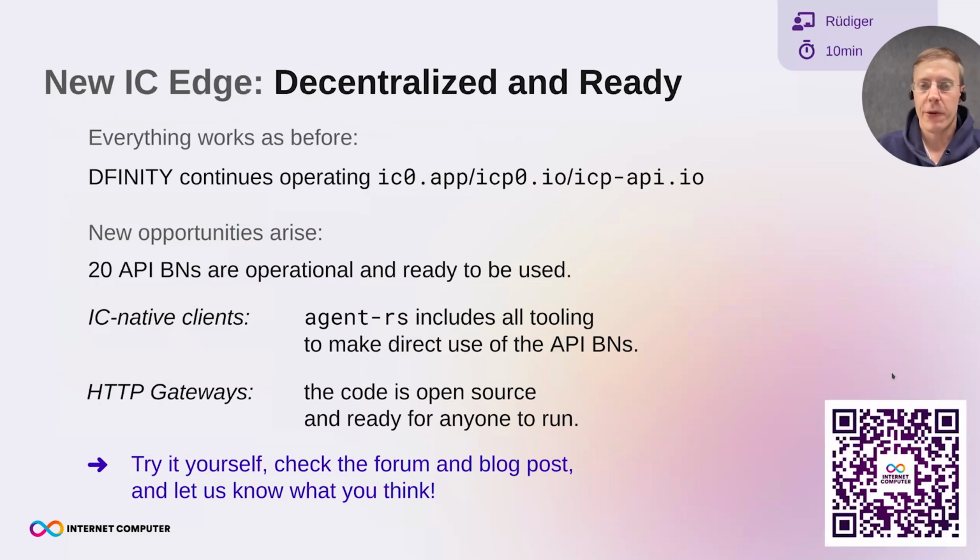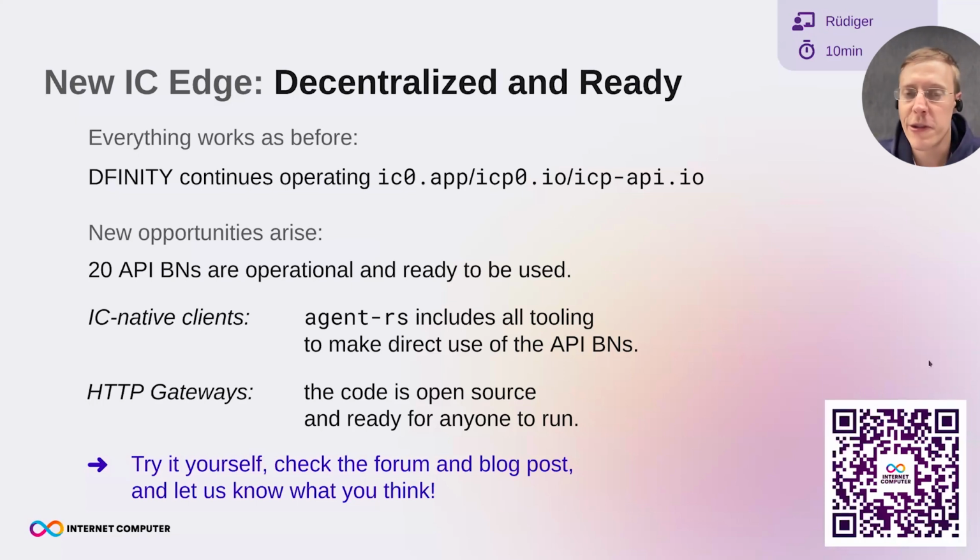As the very first point, I want to say, in general, it doesn't have to mean anything for you. Everything continues to work as before. DFINITY continues operating the well-known domains: IC0.app, ICP0.io, ICP-API.io, and all the custom domains. The only difference is that now DFINITY runs HTTP gateways instead of the legacy boundary nodes, and it then forwards the traffic to the API boundary nodes.